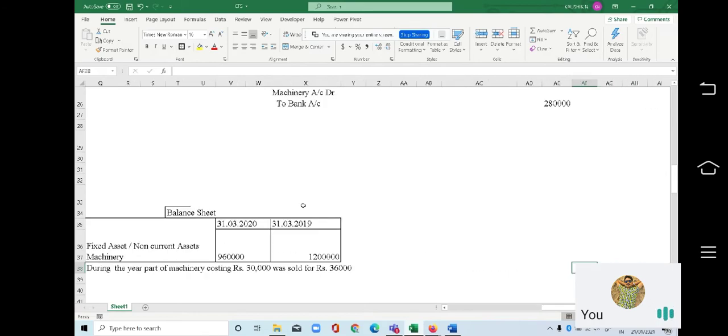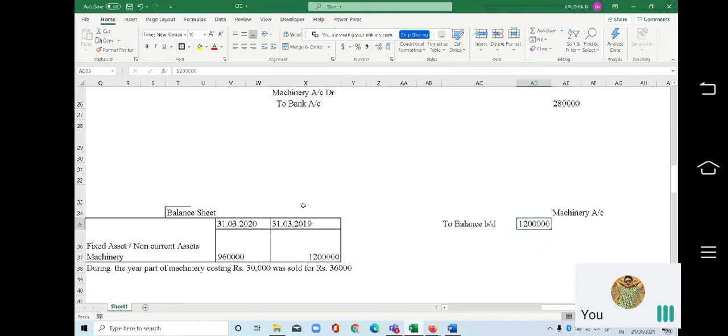Yes, first you have to prepare the machinery account only. If you are given machinery information like this, prepare the machinery account first. So I am opening the machinery account. Now, the opening balance will be this value. The 2019 closing amount will be the opening for the year. So opening will always be debited. So I mention it as to balance brought down. What is the amount? 12 lakhs.